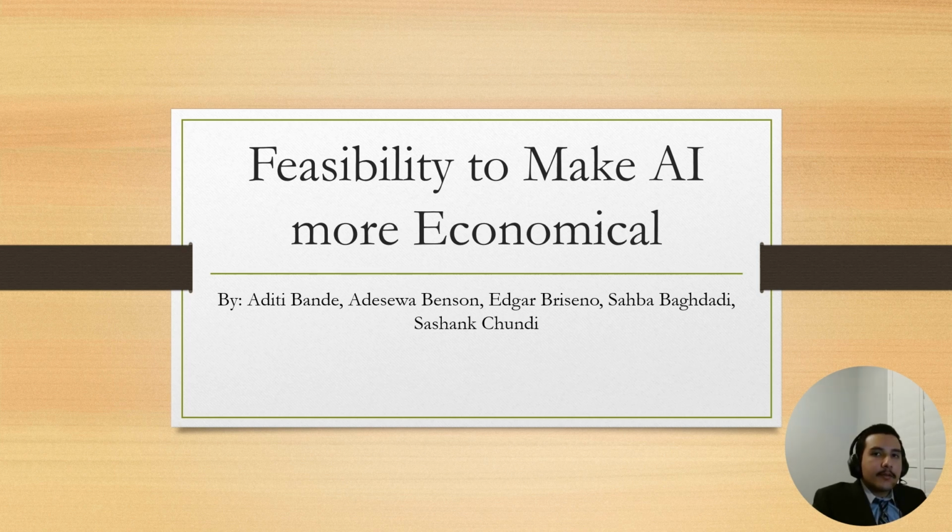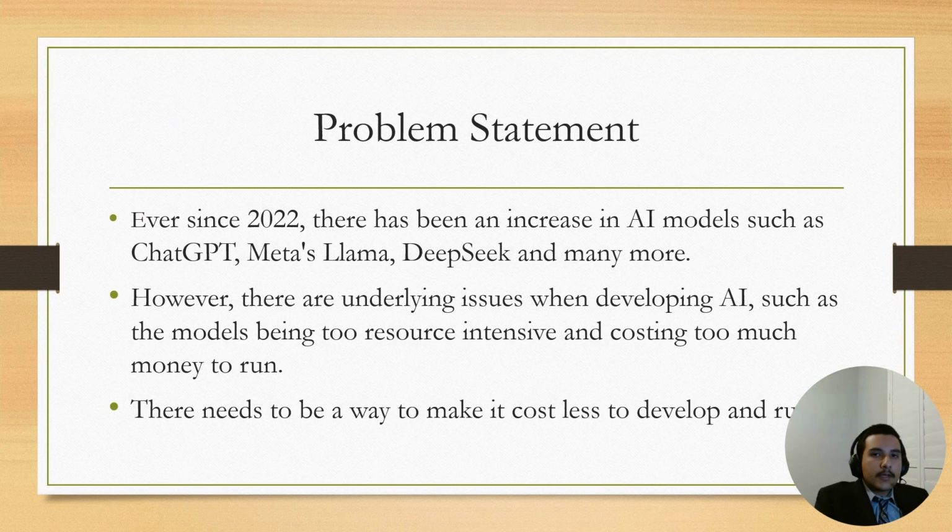Today we will be talking about the feasibility of making AI more economical. Since 2022, there has been an increase in AI models such as ChatGPT, DeepSeek, and Meta's Llama that we have today. However, it could be argued that these new AIs have gotten too resource intensive in both their cost to develop and in the power consumption that they require. So there needs to be a way for it to cost less to develop and for it to use less power.